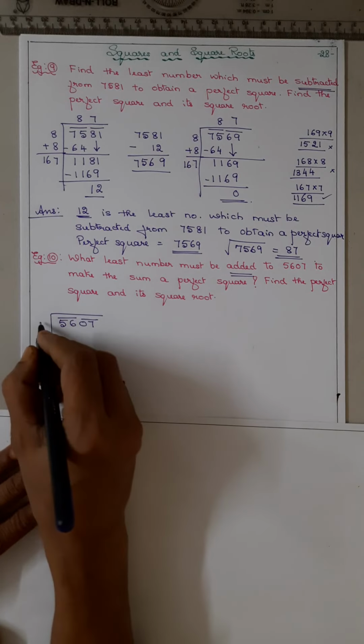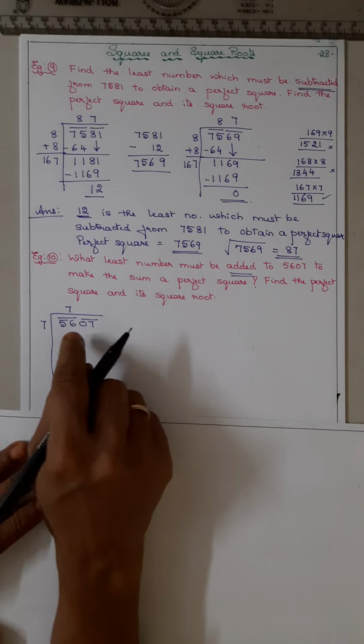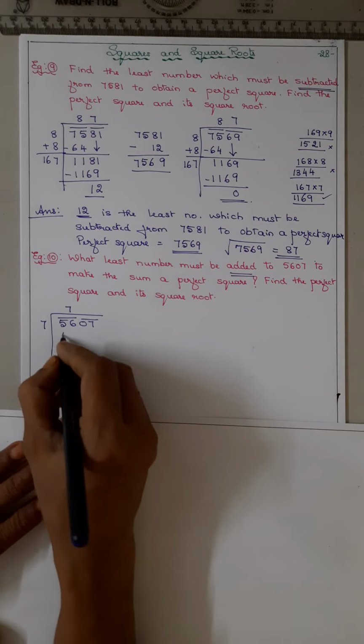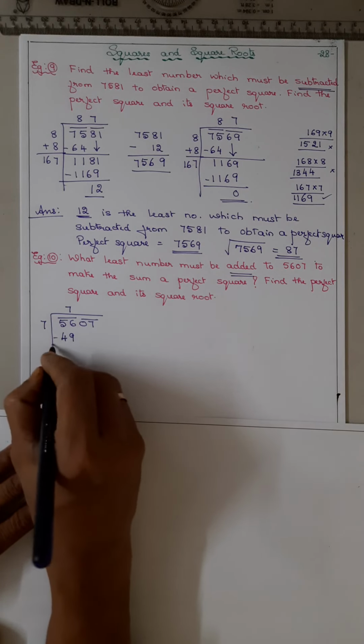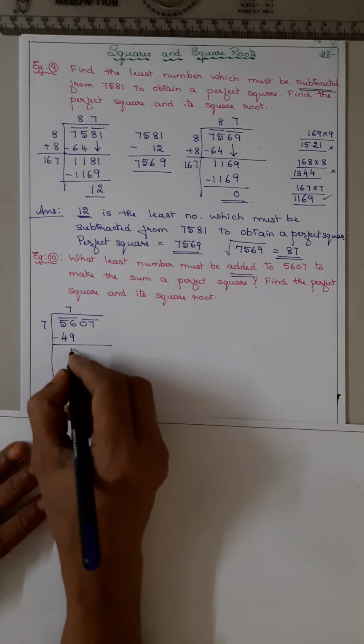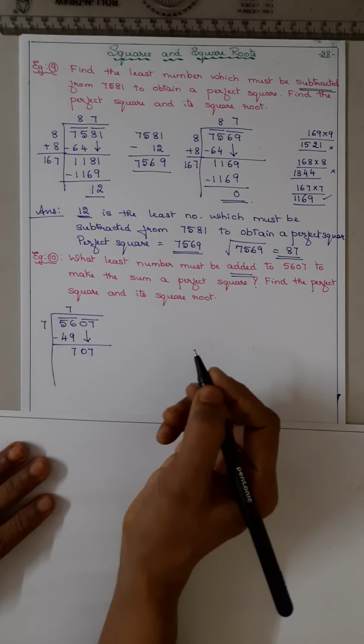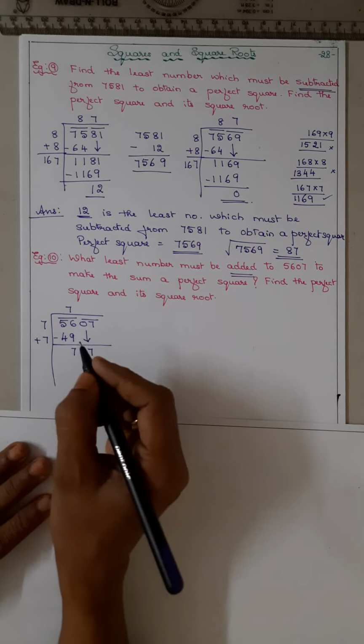56. 7 sevens are 49, 8 eights are 64. So you can put 7, 7 sevens are 49. Now 6 minus 9 means 16 minus 9 is 7. Bring 0, 7 down. Add 7.